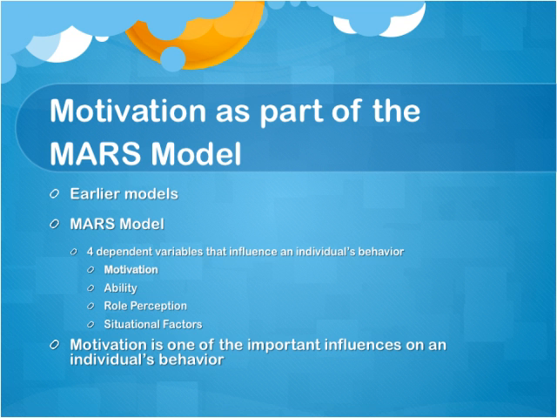In the earlier models, performance was the ultimate variable only affected by a person and their situation. In the 1930s and 40s, ability and motivation were added as individual variables that affect performance. In the 1960s, the MARS model was introduced to show factors of influence and added role perception and situational factors to the formula.